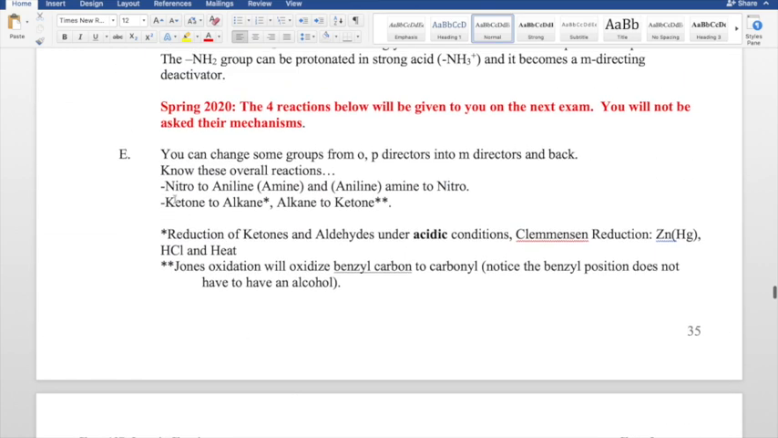So it turns out you could take a nitro group on a benzene ring, which is a meta director, and turn it into aniline, which is an ortho-para director. So you can switch them. Same with a ketone, which is a meta director. You can make it into an alkane, which is an ortho-para director.